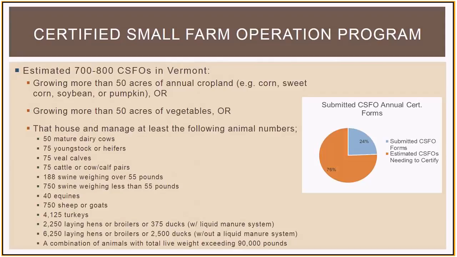Taking into account, I think I did 800 for this little pie chart here. If we have 800 CSFOs, as of this point in time, we have just under 25% certified. Remember, this program didn't start until July of this year, and we already have a quarter of the farms certified, which is pretty impressive. Technically, the CSFOs should all have their forms submitted to us by the end of January. January 31st is going to be their annual certification date.